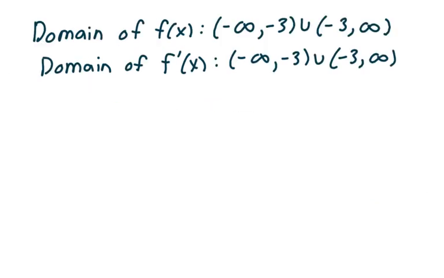The domain of f of x is the interval negative infinity to negative 3 union negative 3 to infinity. The domain of f prime of x is negative infinity to negative 3 union negative 3 to infinity. So essentially all real numbers except x equal negative 3.